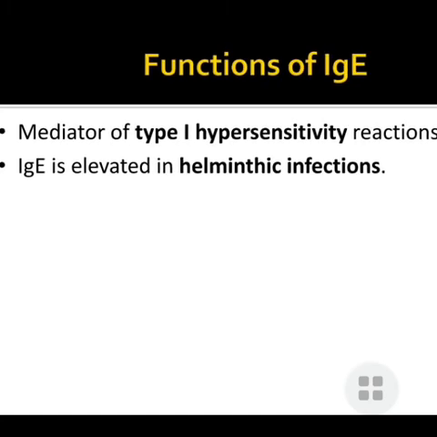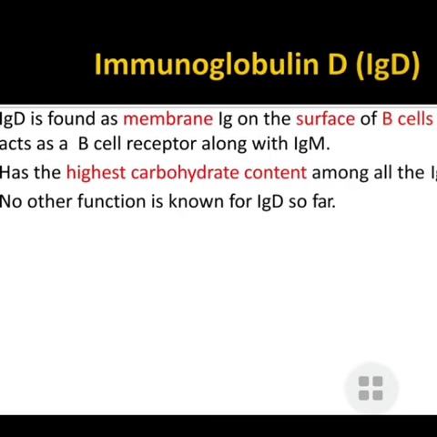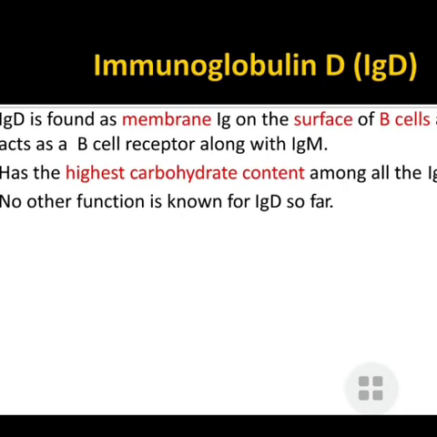So let us discuss the functions of IgE in detail. The IgE antibody is a mediator of type 1 hypersensitivity reactions. In my video lecture related to hypersensitivity, details are given about the differences between different types of hypersensitivity reactions and the functions of IgE antibodies in all of them. IgE antibody is also elevated in helminthic infections. So this IgE antibody is a very important antibody.